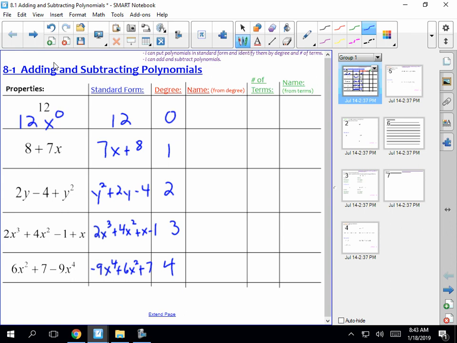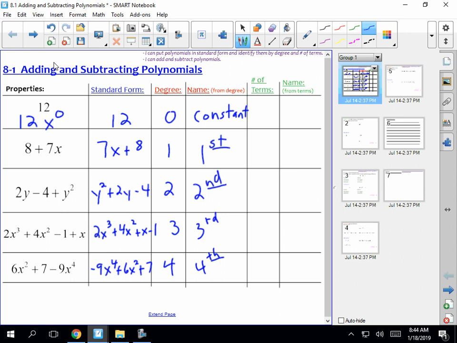And the name from degree, we just call it 0 degree, or we actually have a special name for this. It's called the constant, because there is no variable, so it cannot change depending on the number that you plug in. So we call it a constant because it stays 12 all the time. This one we would call first degree, and then second degree, and then third degree, and then fourth degree. So we can name it by degree.